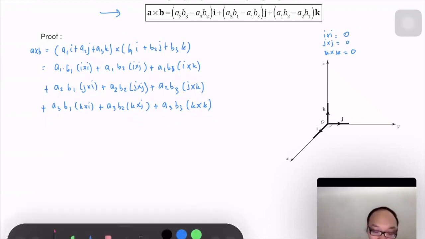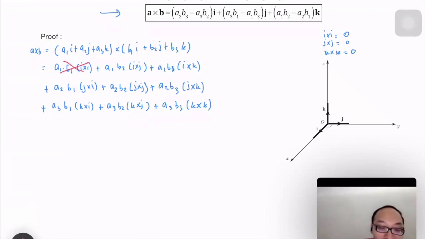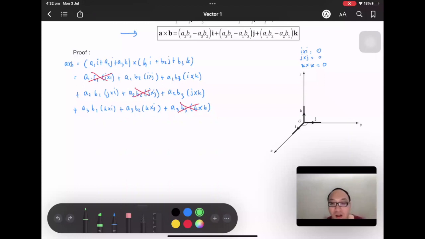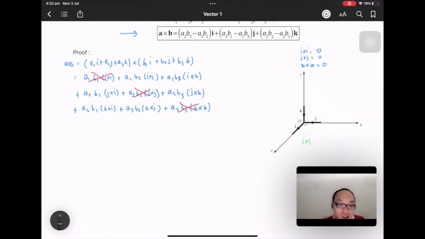So we can cancel I cross I, J cross J, and K cross K. Now we try to find I cross J, I cross K, and J cross K. Now, we need the direction in here, yeah? So the direction facing to my face is the X direction, I, and then J, and then K is upwards.